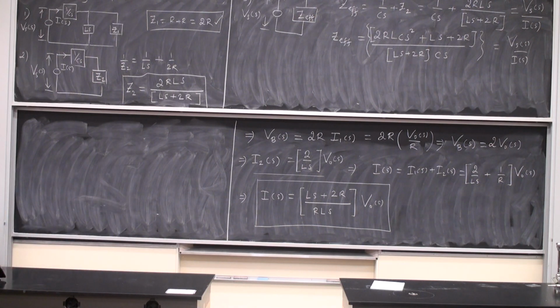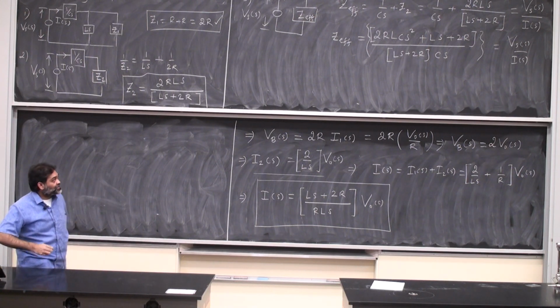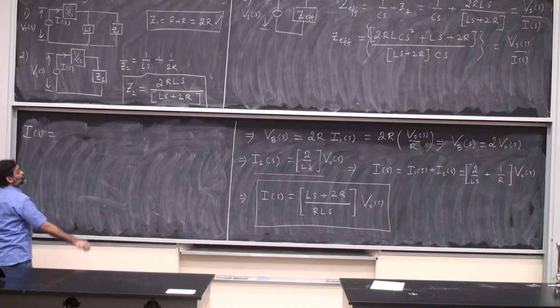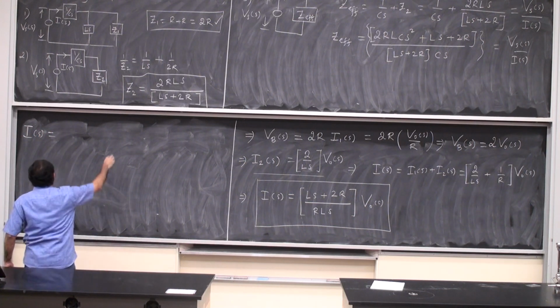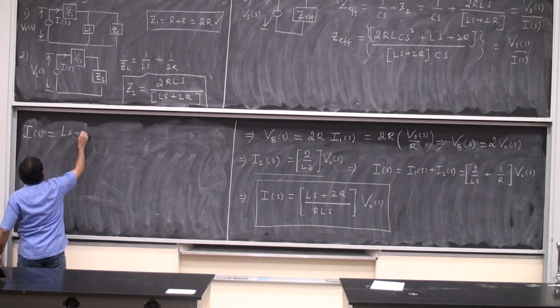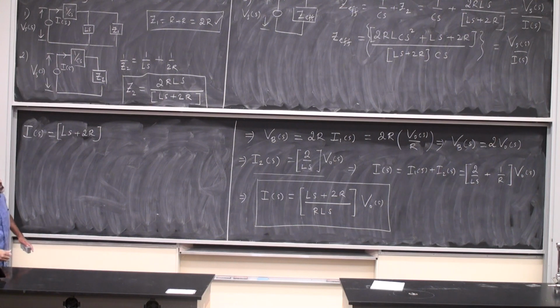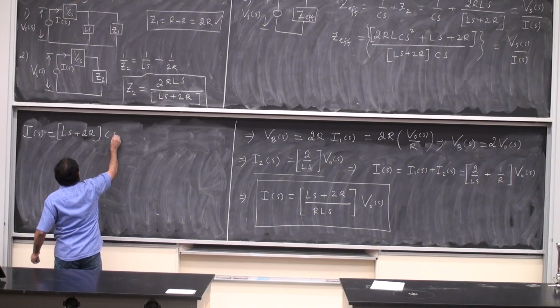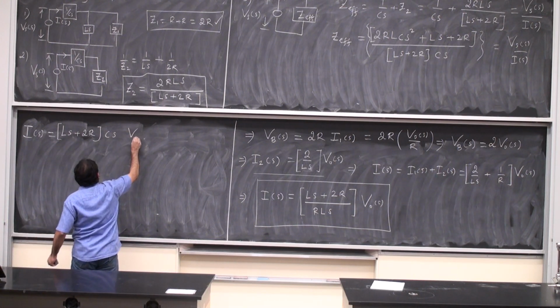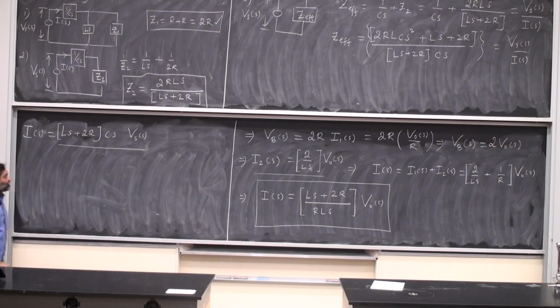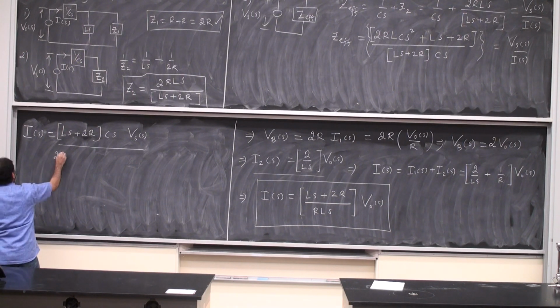Cross multiply, so that I of s is now Ls plus 2R, multiplied by Cs, multiplied by Vs, divided by 2RLCs square, and so on.